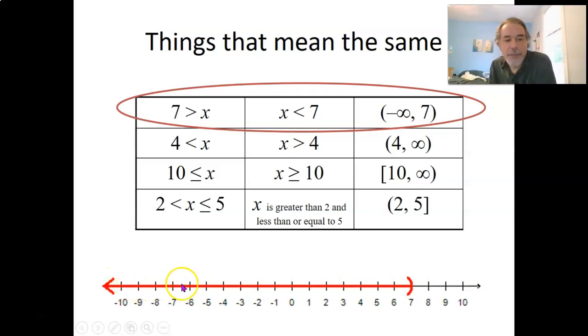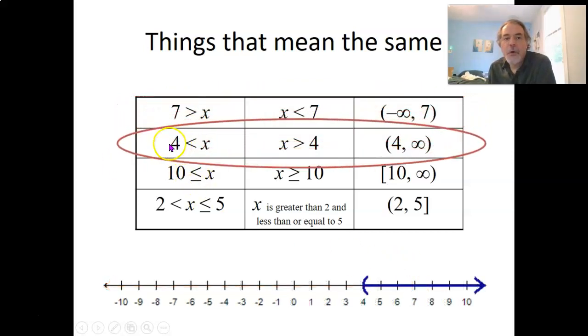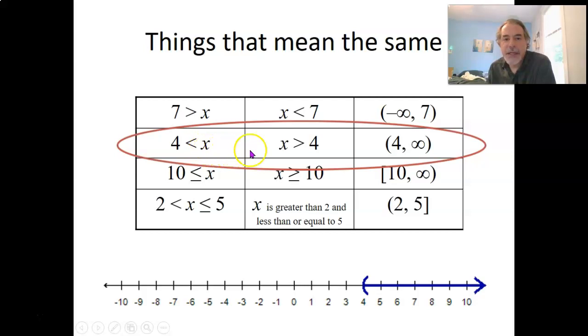We can show it on the number line like this, and we can show it in interval notation as the interval from negative infinity to 7. 4 is less than X means the same thing as X is greater than 4. Either way, X is on the big side of 4. So X is any of these numbers over here to the right of 4 on the number line. And we can say that's the interval from 4 to infinity.